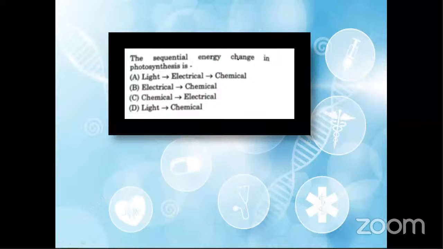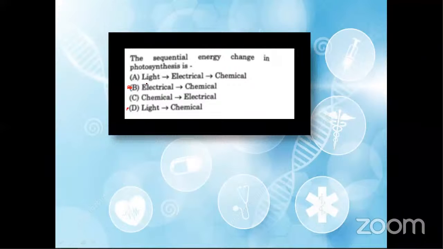Okay, the sequential energy change in photosynthesis is: A, light, electrical, chemical; B, electrical, chemical; C, chemical, electrical; D, light to chemical. Okay, very nice, good. Your timer has started. One vote for electrical and chemical, and the maximum votes are going for light to chemical. So there are two options.